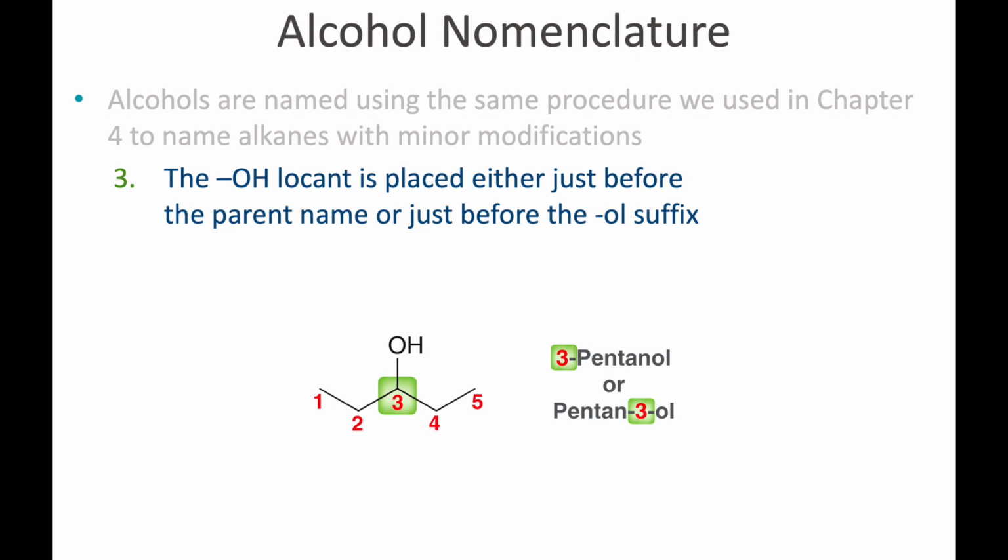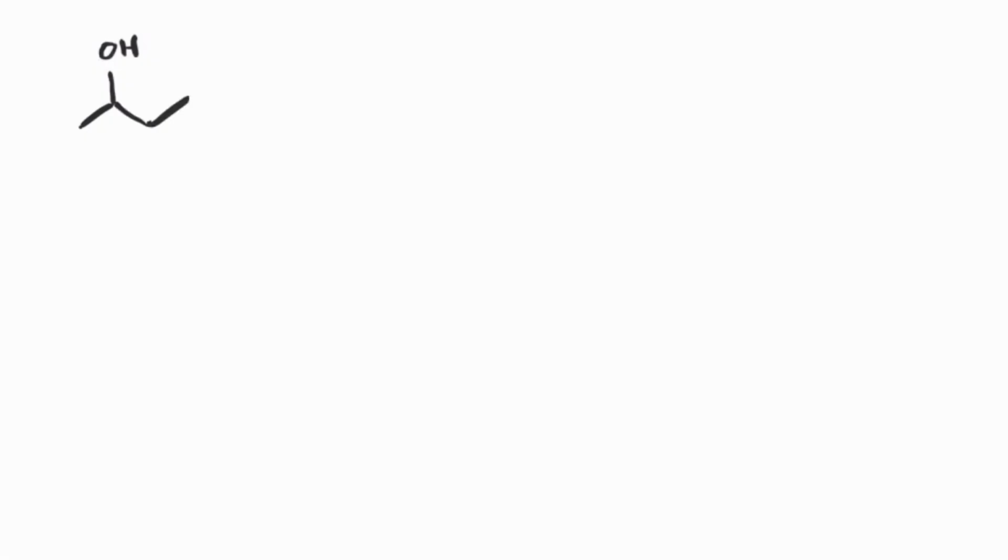If it's a simple molecule, we can place the locant at the beginning of the name. For example, 3-pentanol, the locant 3 can be placed in front or just before the -ol. So it could also be named as pentan-3-ol. All right, so let's go back and name this compound.